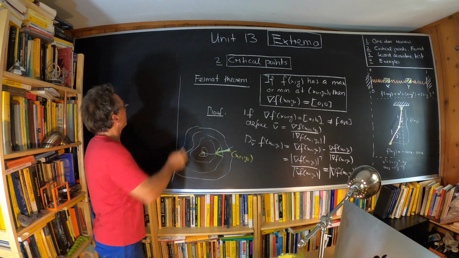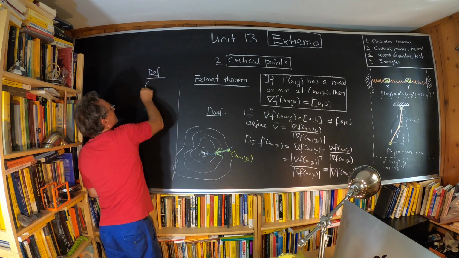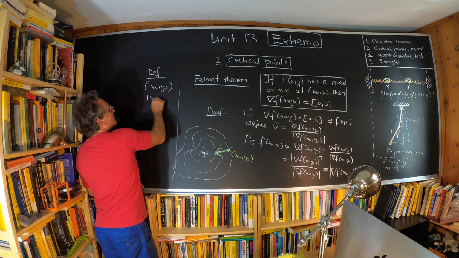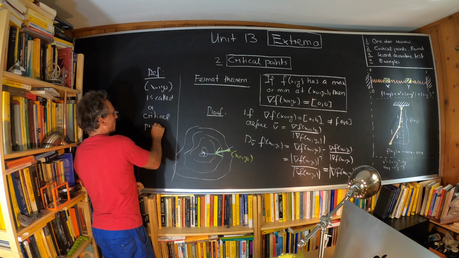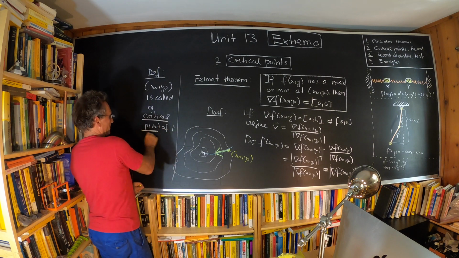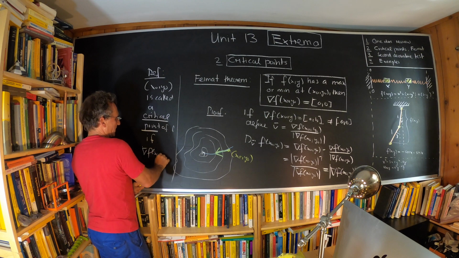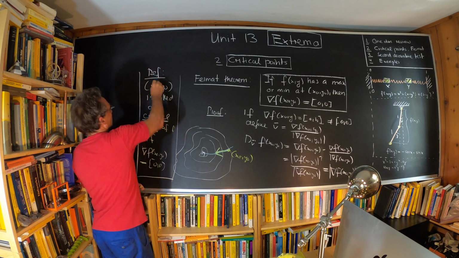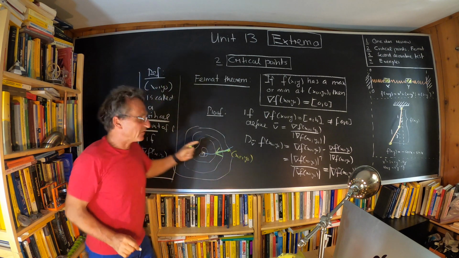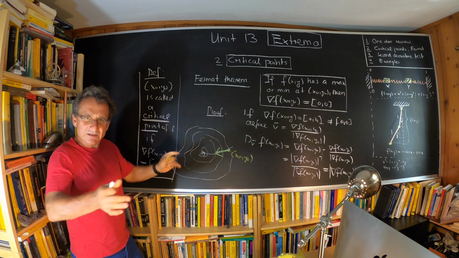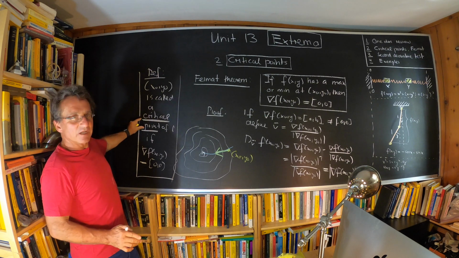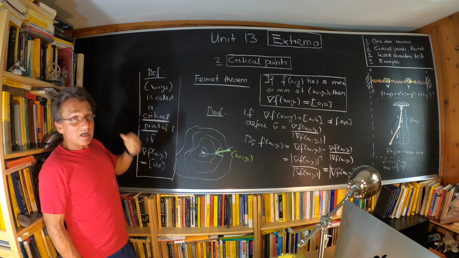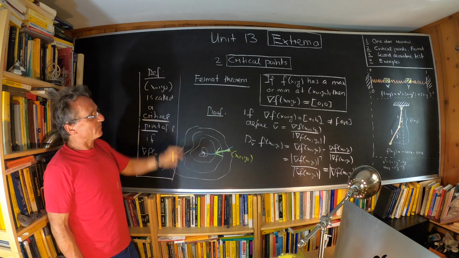This motivates the following definition. X naught, y naught is called a critical point of f if the gradient of f at x naught, y naught is equal to 0, 0. So that's the definition, a very simple definition. That's how mathematicians define it. We don't look at cases where it's not defined or so. That's our definition of critical point, and that's what we use now for analyzing maxima and minima. We come to this next.